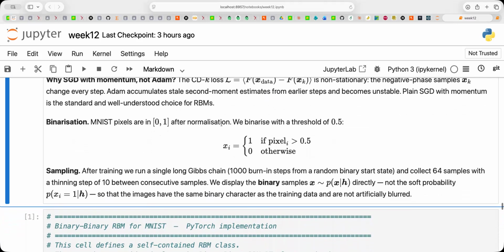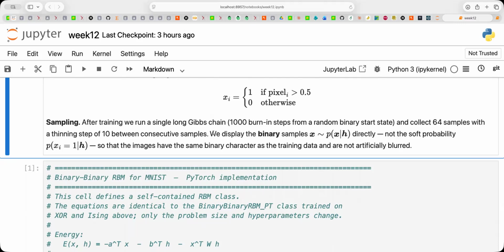The criticism of what I've done here is simply that I'm using a binary, because the pixels are in 0, 1, but I'm just putting either 1 or 0: 1 if the probability is larger than 0.5, and 0 else.